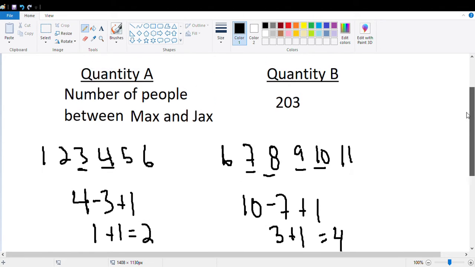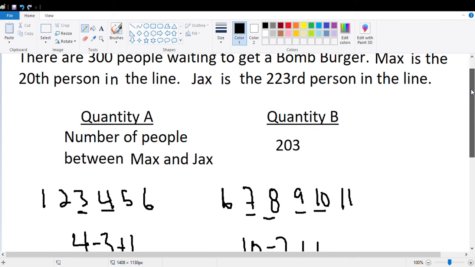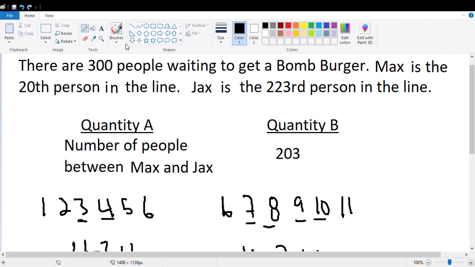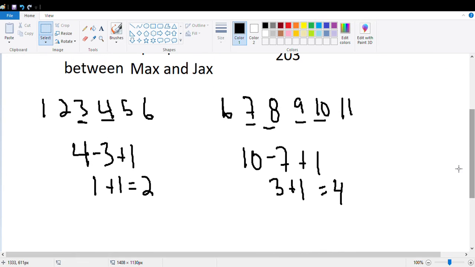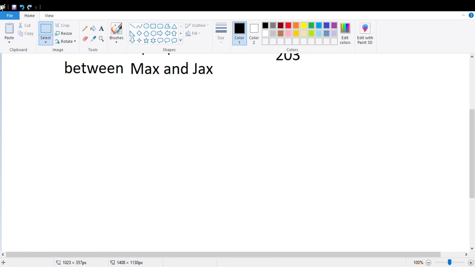In our case, Jax is the 223rd person. We can see Jax as being the number 223, and Max as being the number 20. I'm going to get rid of what I wrote. We're going to do it that way. So the endpoint in our case is 223. That's where Jax is on the line. And we have Max at the 20th spot.